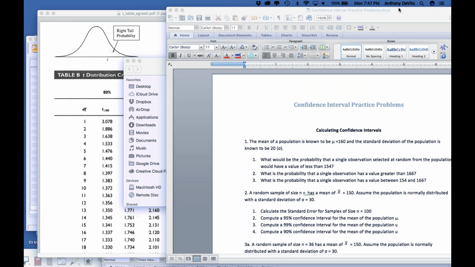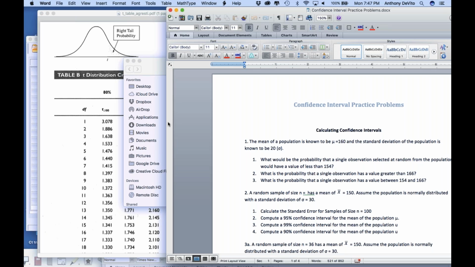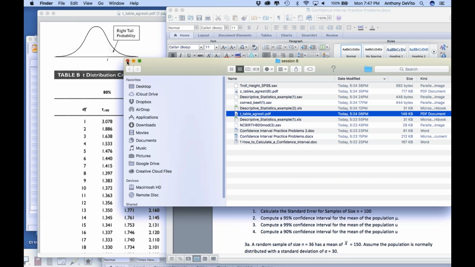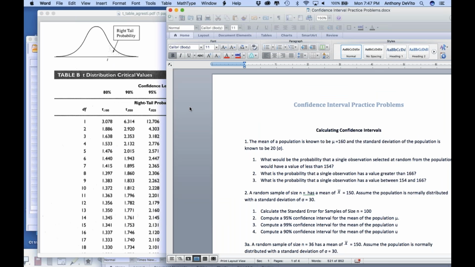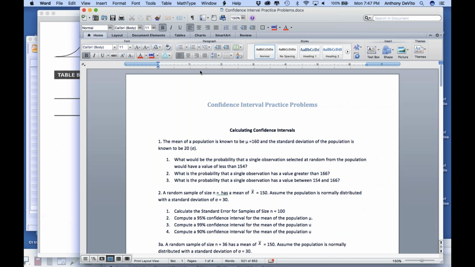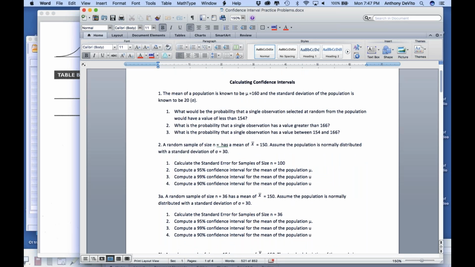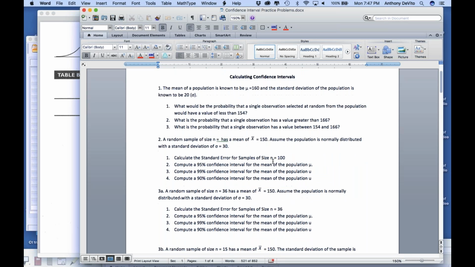So we're recording again. We're back online. Looks like almost everybody is back, so I'm going to go ahead and get started. There is a document on Blackboard in session 6 called Confidence Interval Practice Problems. There's actually 3 of these documents. I'm going to start with this one, Confidence Interval Problems, and we're going to work this out a little bit. So let's take a look at this.